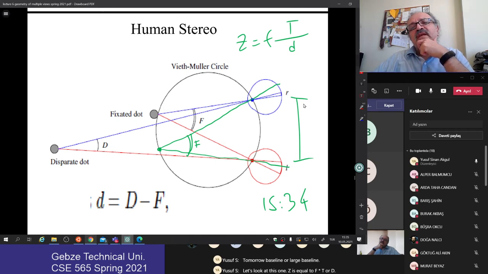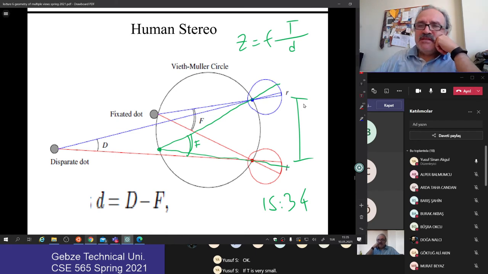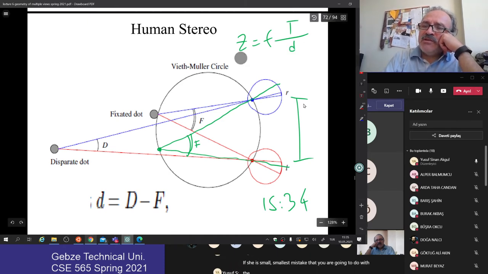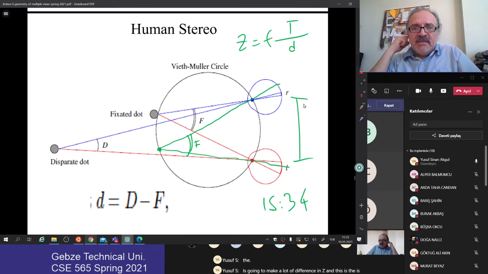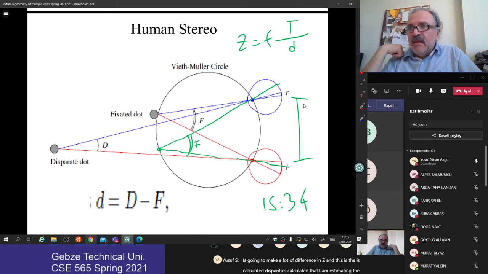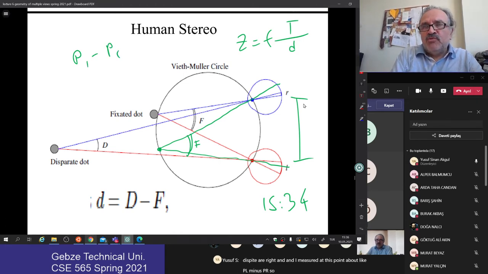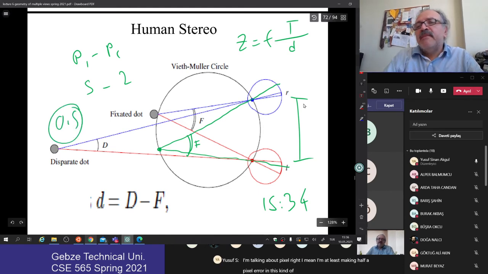If T is very small, it's not zero, but very small, the smallest error that I make with D is going to make a huge difference in Z. Since disparity is estimated, I am measuring the disparity by PL minus PR. In terms of pixels, this is 5 and this is 2. I am at least making half a pixel error in these kinds of calculations. So if my T is very, very small, even a half pixel error is going to cost me a lot.